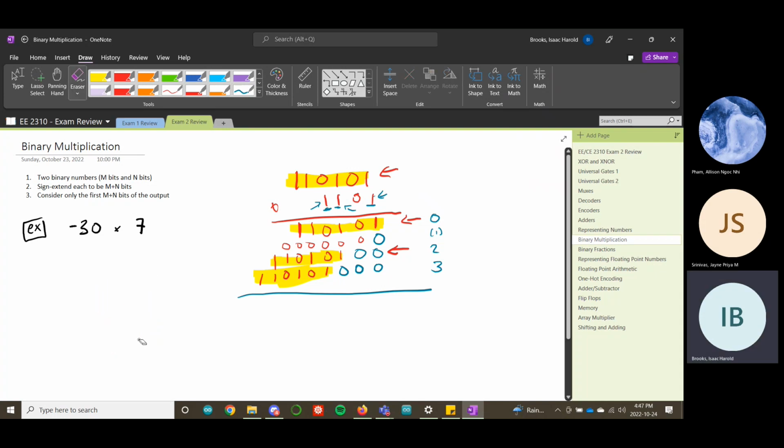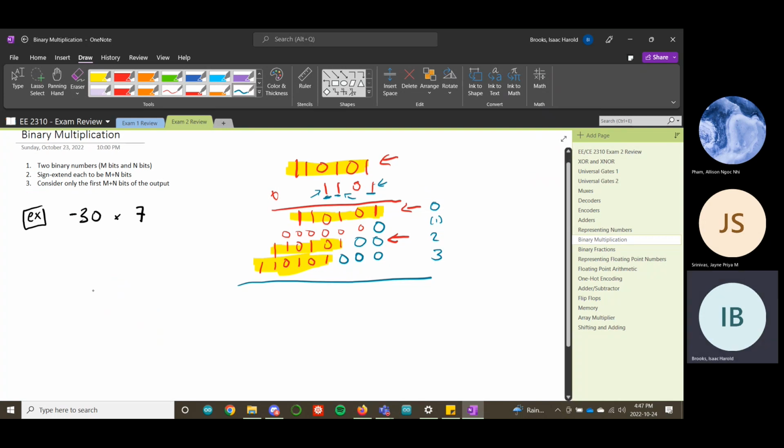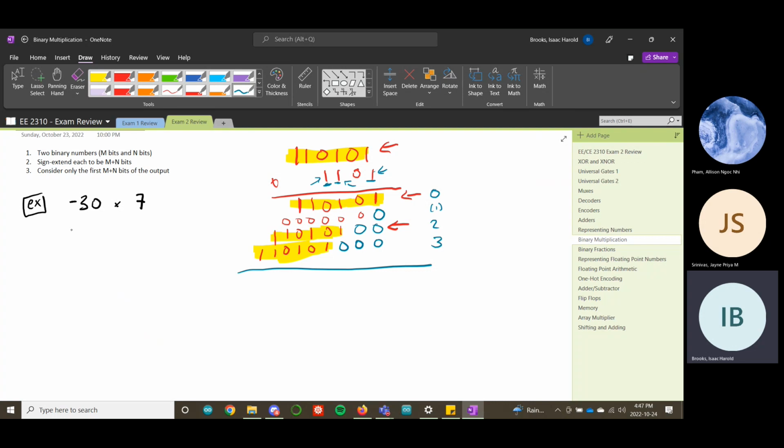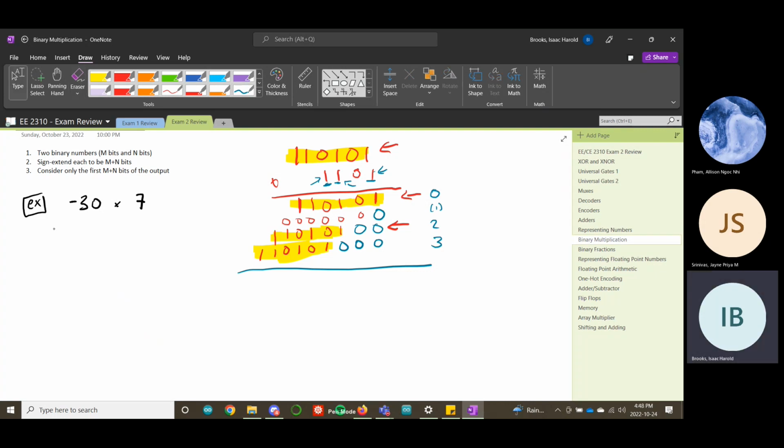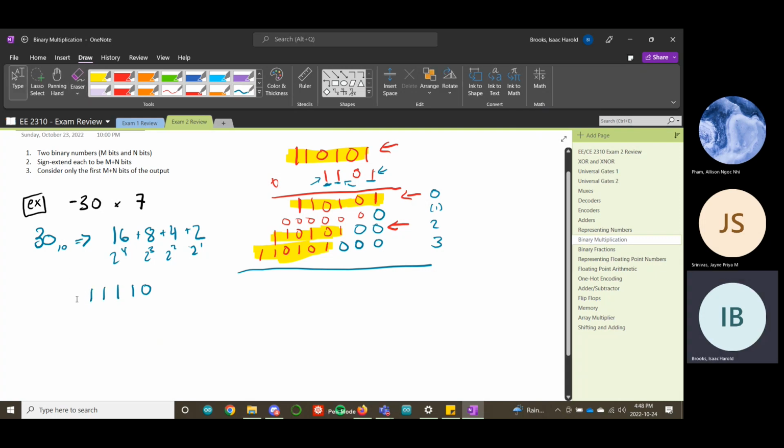Let's just perform this multiplication, negative 30 times 7, in binary. So the first step is we need to get our numbers in binary. So 30 in binary is what? 30 in base 10 is the same as 16 plus 8 gives us 24, plus 4 gives us 28, plus 2 gives us 30. So this is 2 to the 1, 2 to the 2, 2 to the 3, and 2 to the 4. And there's no 2 to the 0. So we can say that this is 0, 1, 1, 1, 1. Let's give it a leading 0 just for good measure. So this is 30 in base 10.